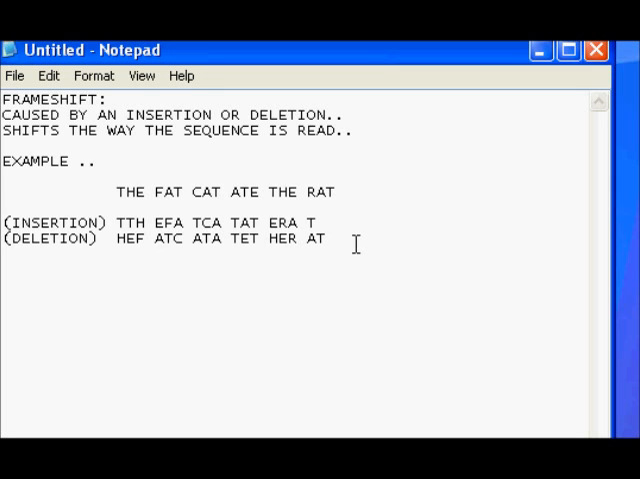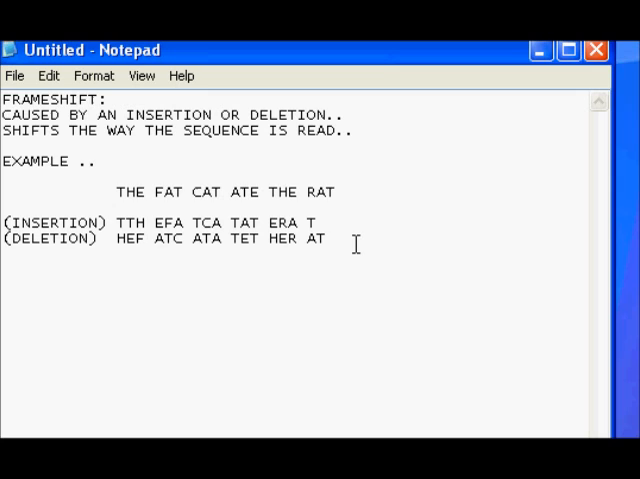Point mutation again is when only one base pair nucleotide gets changed. And then again, the definition of mutation is a permanent change in your DNA.